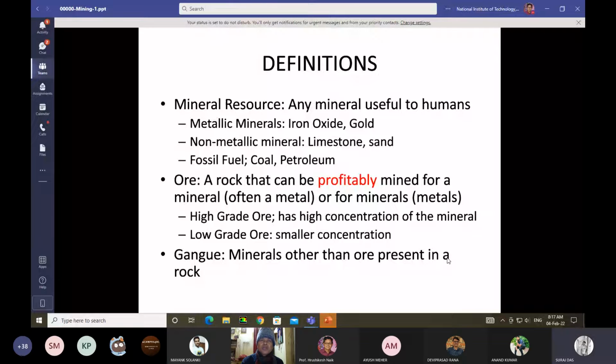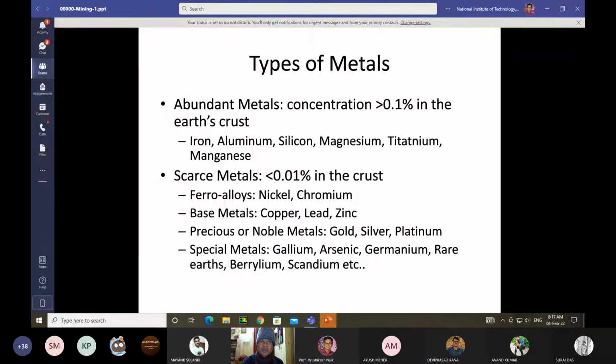There are different types of metals. Abundant metals have a concentration greater than 0.1% in the earth crust, like iron, aluminum, silicon, magnesium, titanium, manganese. There are some scarce metals which are less than 0.01% in the earth crust. Ferroalloys like nickel, chromium, base metals like copper, lead, zinc, precious metals like gold, silver, platinum, special metals like gallium, arsenic, germanium, rare earths, beryllium, scandium, etc.